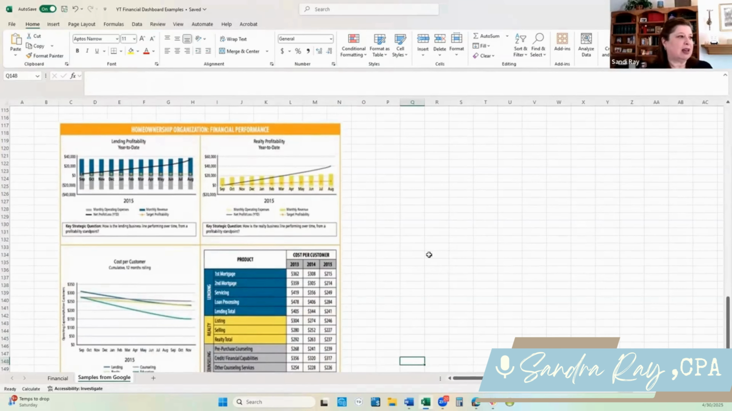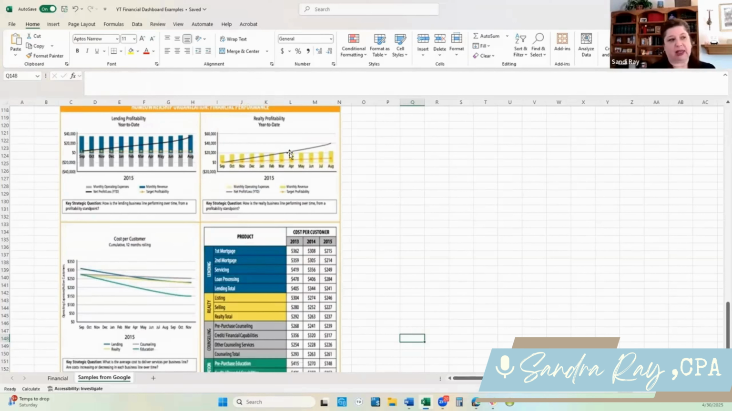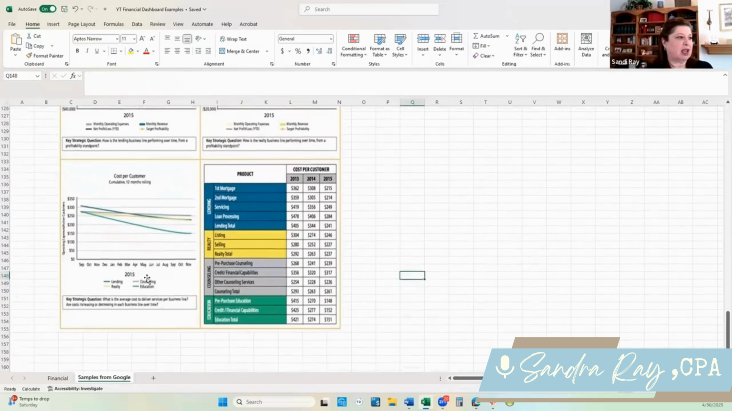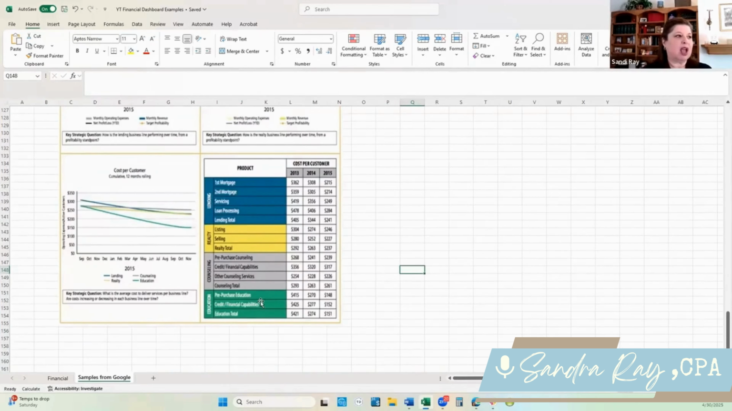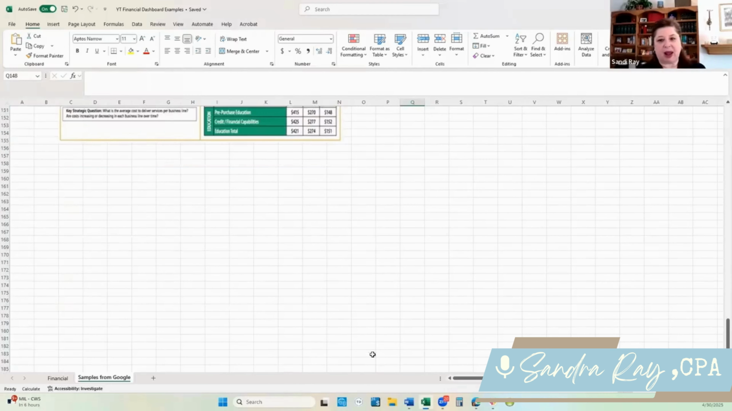And then finally, we got an example here from a homeownership organization, and this is financial performance. So they're looking at their lending profitability, again, tracking net income. Realty profitability, this is just one section of their operation. Again, cost per customer and some more cost per customer, but even more breakdown than there was before, comparing different years, 3 years in a row here, but even more detailed than what the graph shows. So those are some examples of things that you can do very simply. Most of those can be done in Excel or with your accounting program that you already have.